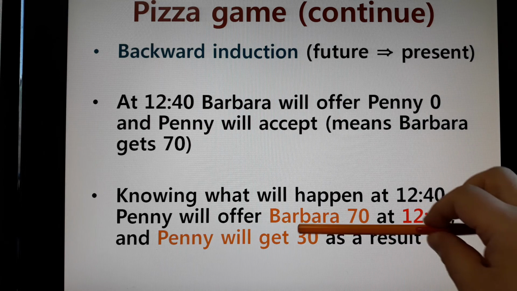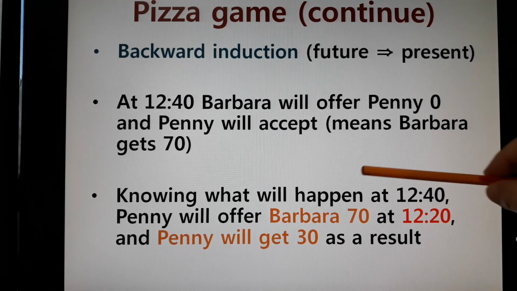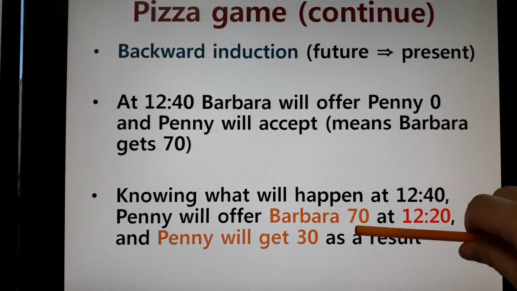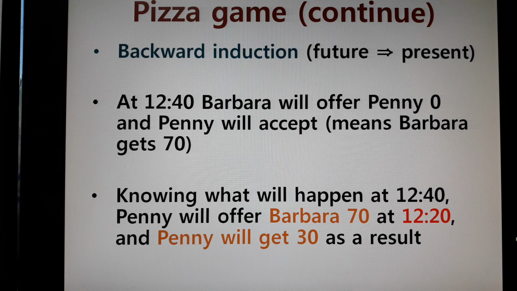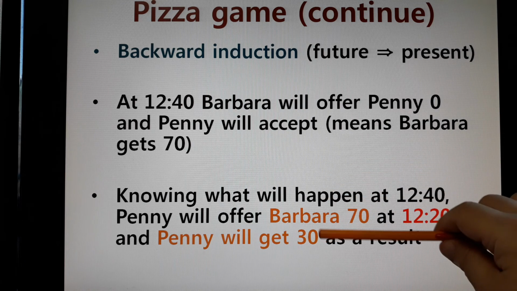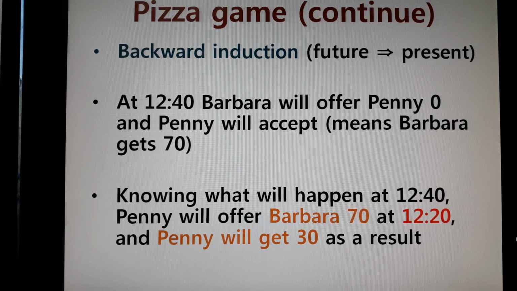So the logical conclusion is Penny will offer Barbara 70, and Barbara says, okay, if I say no, I'll still get almost 70, 69 something. 70 sounds good for me, so Barbara will accept 70, and Penny will get 30. Of course, Barbara would be happy to get 80, but Penny has no reason. 70 would be the minimum that Barbara would accept, so Penny has no reason to increase from 70. So Penny offers, Barbara, you get 70, I'll get 30 at 12:20, and Barbara would say yes. So the dividing pizza ratio is 30 for Penny, 70 for Barbara in this logical pizza dividing game.